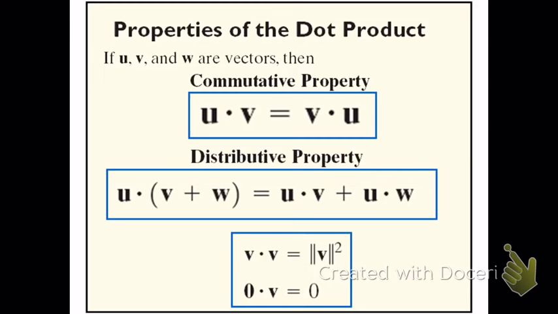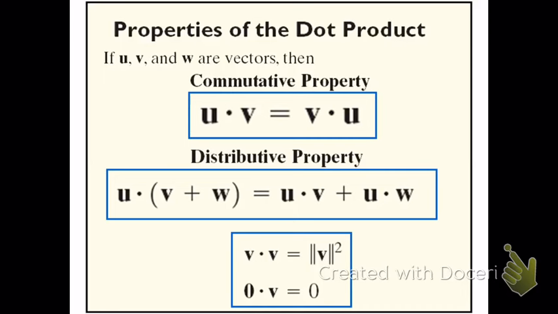So here are some properties of dot products. We just discussed the commutative property. The distributive property also works with dot products. So if I have two vectors v and w that are added together, and I want to take that resultant vector and take the dot product of it with u, then we could also do that by taking the dot product of u and v and the dot product of u and w and adding those two dot products.